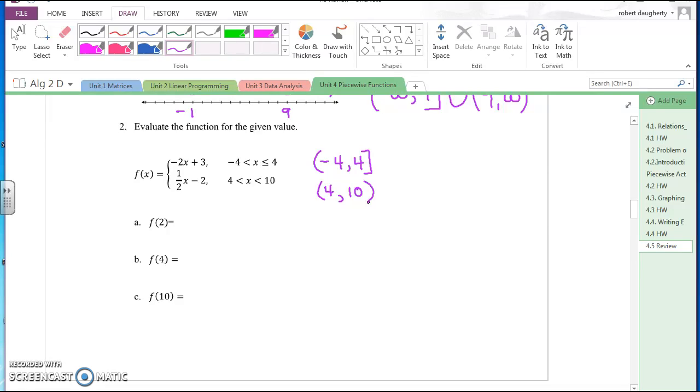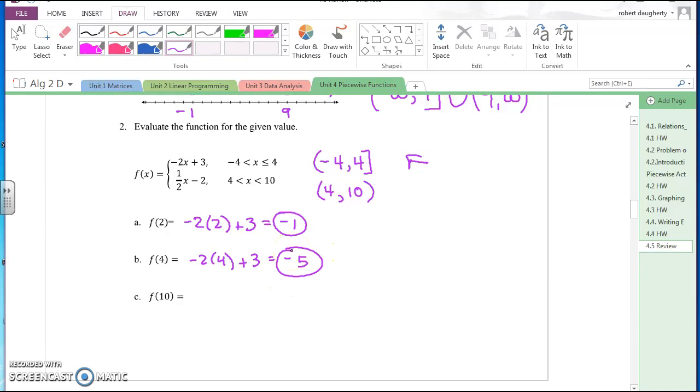So f of 2, where does 2 lie? 2 lies in the interval contained by this function right here, the first one. So f of 2 is going to be negative 2 times 2 plus 3. So that's negative 4 plus 3, that is negative 1, okay? F of 4, the definition of 4 is also that first function because 4 is included in the first interval, not the second. So f of 4 is negative 2 times 4 plus 3. So that's negative 8 plus 3. That is negative 5.